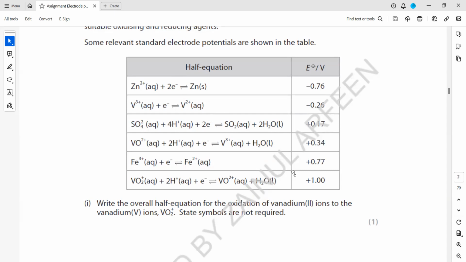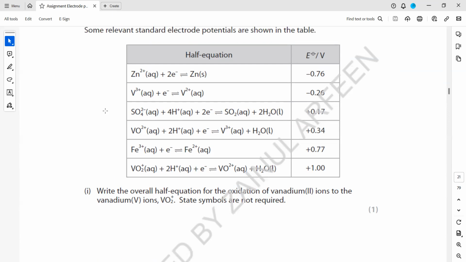Because a positive electrode potential means the forward reaction happens, or it will gain electrons. A negative electrode potential means the tendency to lose electrons is more. The higher the negative electrode potential, the greater the tendency to lose electrons.